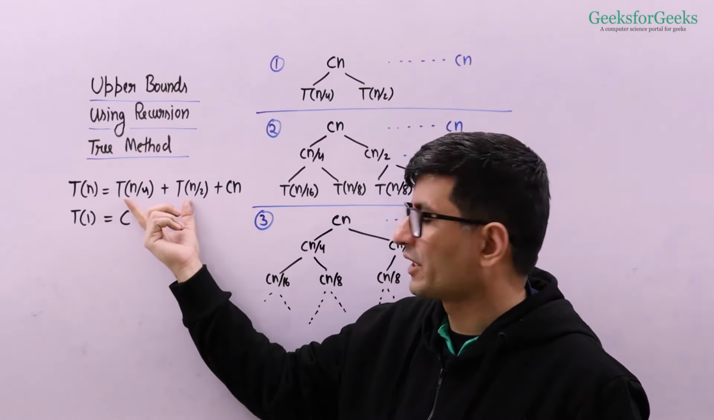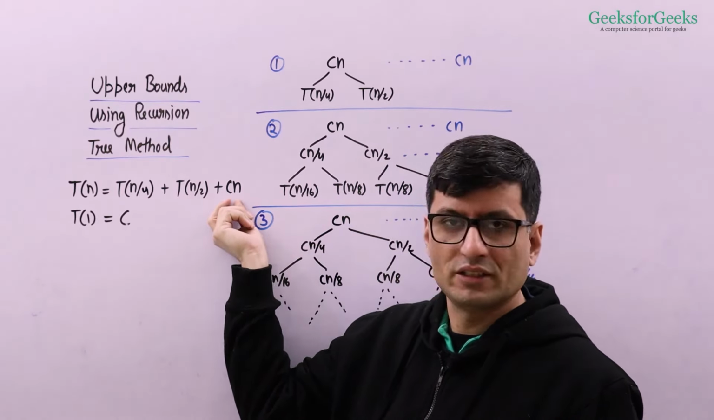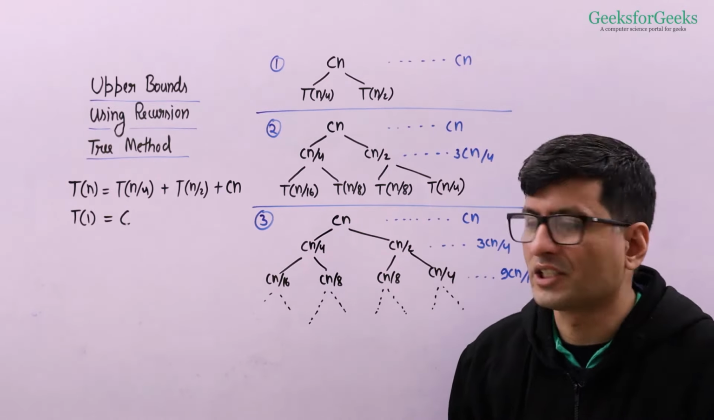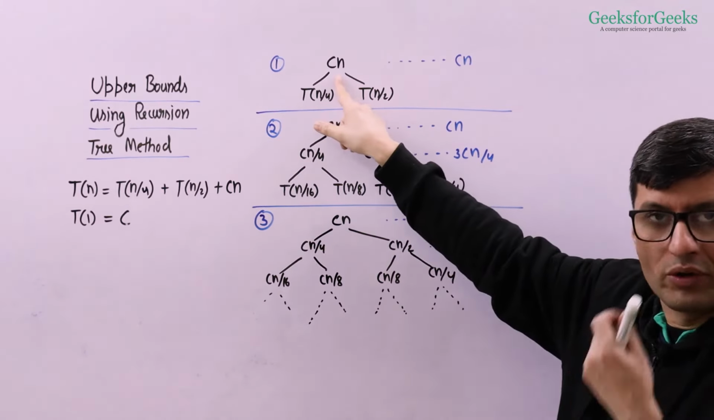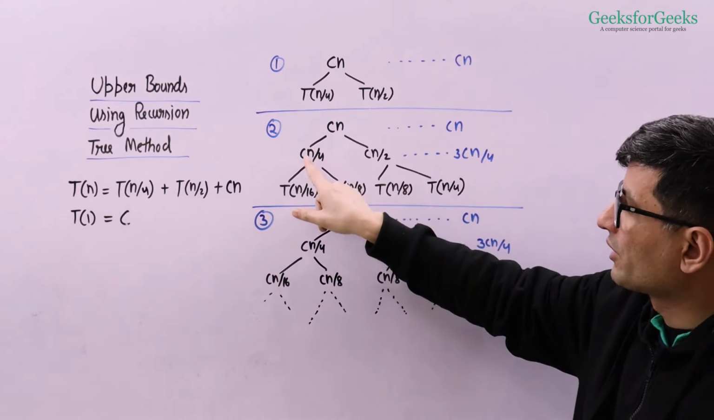Let's say we have this recurrence relation, T(n) = T(n/4) + T(n/2) + Cn, and T(1) is C. So if I break this using a normal recursion tree method, what will happen? I'll write the non-recursive part, then I'll write the recursive parts. Then I'll break it further.